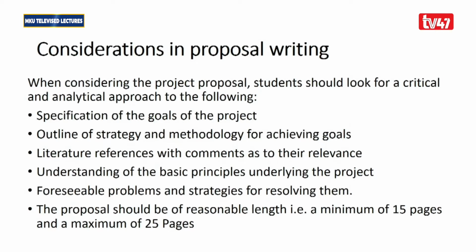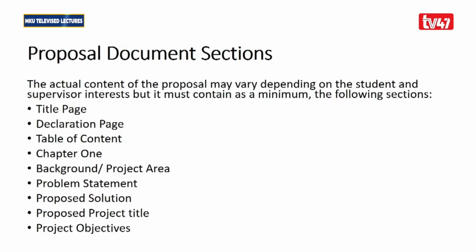And then last but not least, the proposal should be of reasonable length. You need to know that your proposal should have a minimum of 15 pages and a maximum of 25. So it's good to also know what kind of document you are preparing in terms of number of pages, quantity-wise. And then again, it's not just about the quantity, you need to have quality. So your proposal should contain all the elementary parts that we are about to look at shortly, but it's good that you know that your proposal should be between 15 to 25 pages.